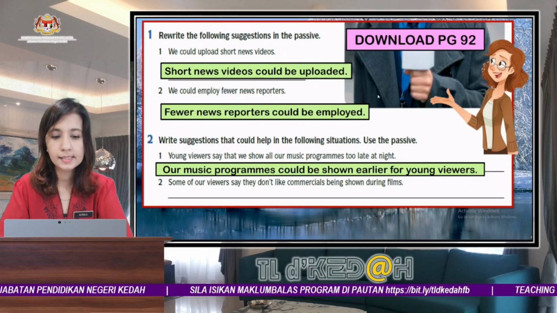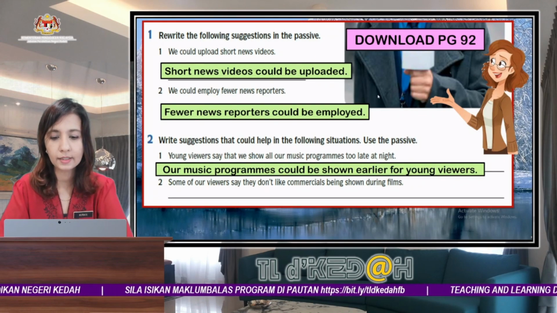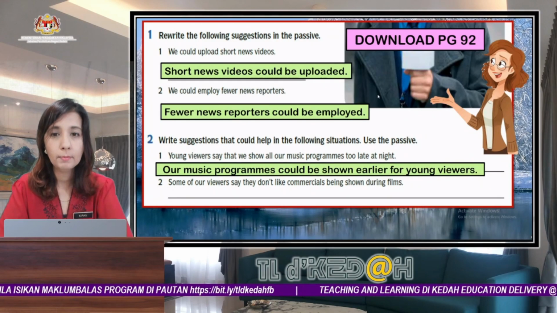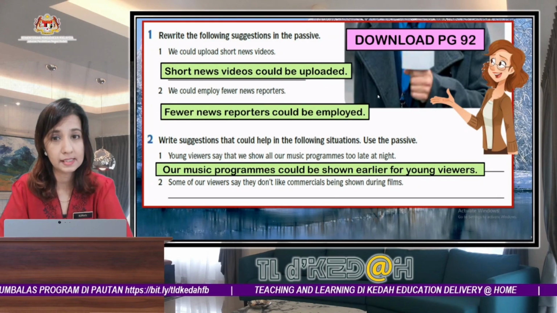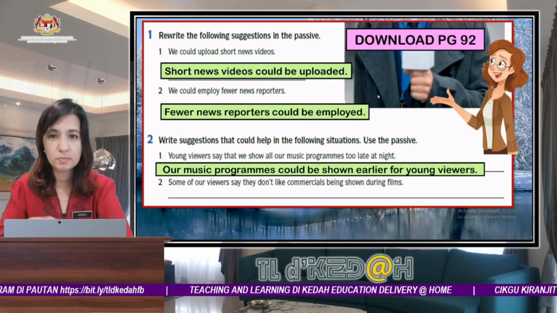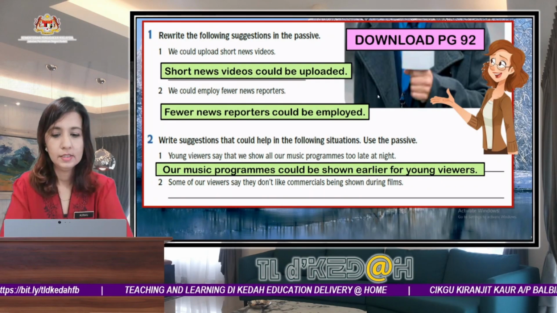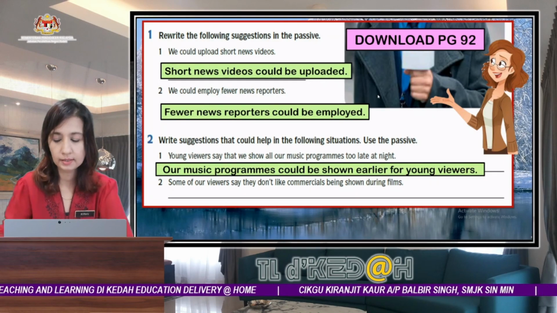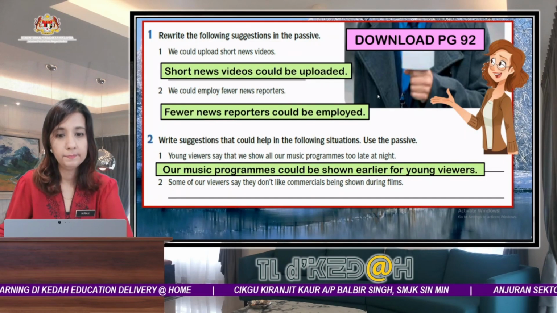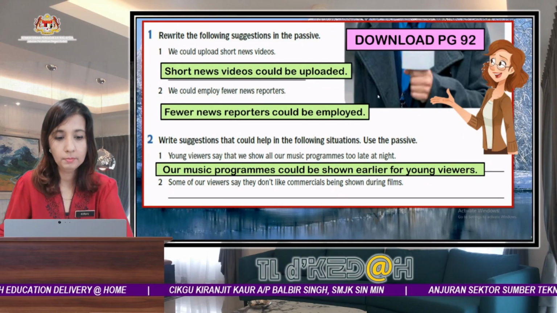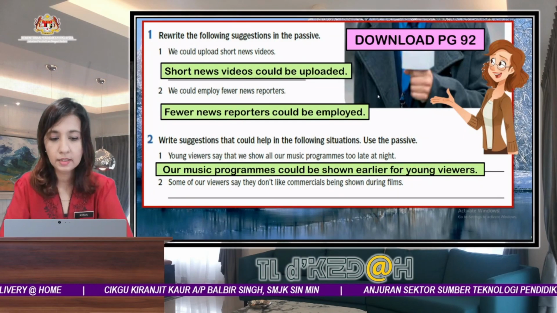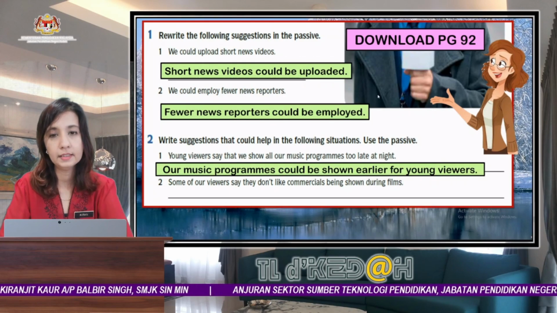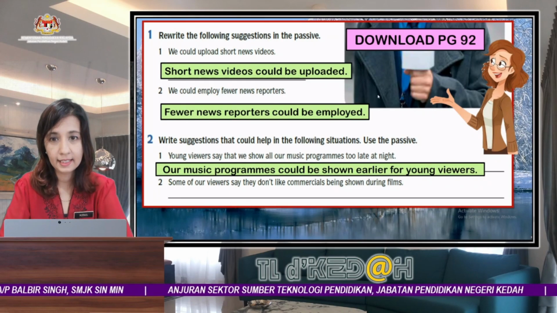Okay. Second one, some of the viewers say they don't like commercials being shown during films. Commercial here means advertisement. Sometimes we watch movies with advertisements coming. So it's quite annoying, right? So here the focus is commercial. So when we write the passive form, commercials should be in front. Commercials could be shown before and after films. Okay, right.